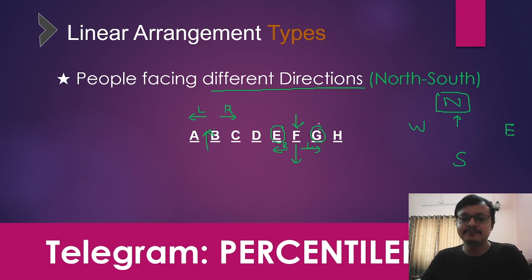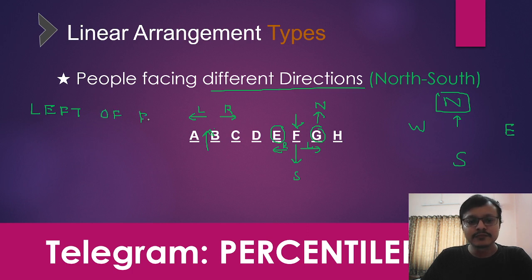An interesting example here would be as follows. Let's say F is facing southwards, G is facing northwards. Now, who is to the left of F? Left of F is who? The answer is G. But interestingly, if we look at who is to the left of G, what will be the answer? Note, G is facing northwards. So G's left will also end up being F.